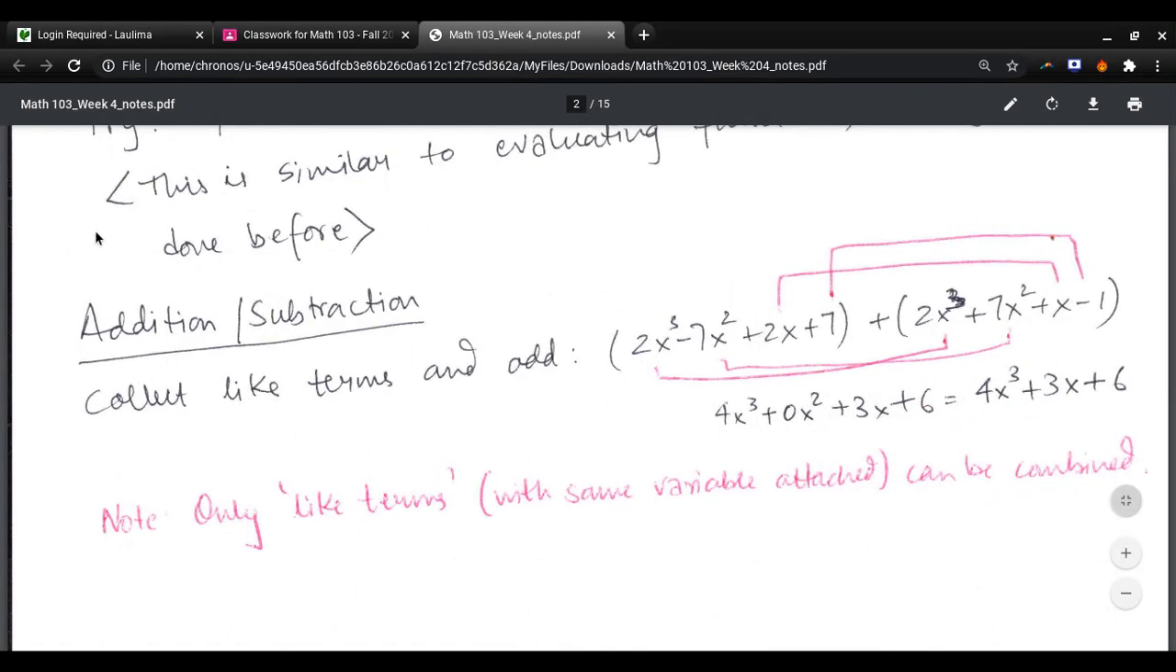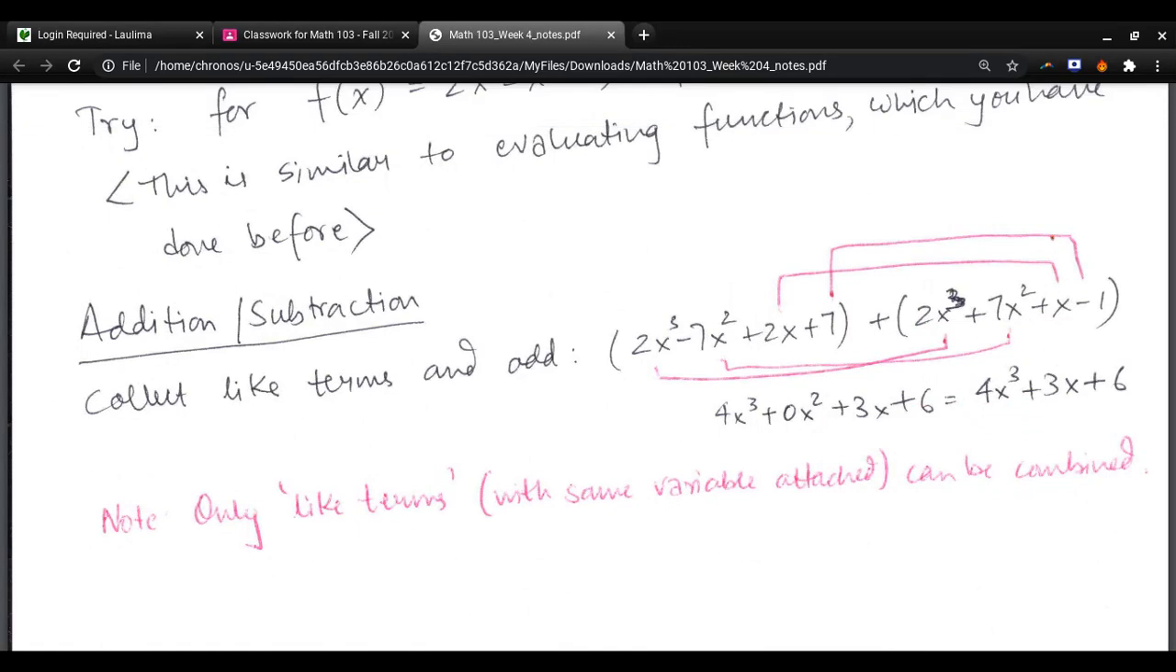Now let's look at operations on polynomial functions. Addition, subtraction, you collect the like terms. So the 2x³ and the 2x³ gives a 4x³. Negative 7x², positive 7x² gives a 0x², and so on. So only like terms, which means the same variable with the same power attached to it, can be combined. This is very important.